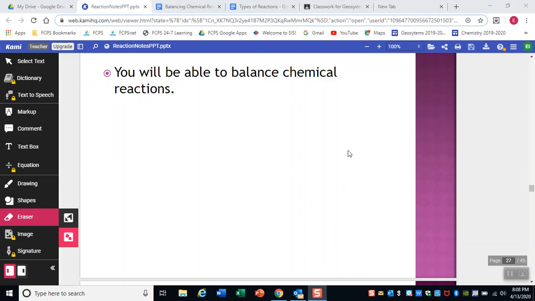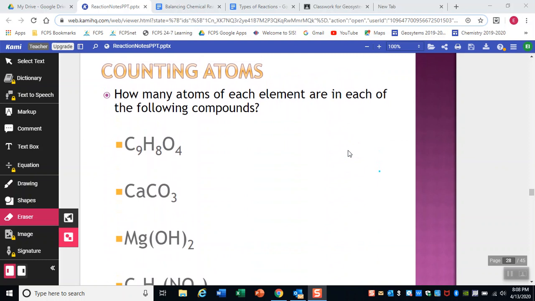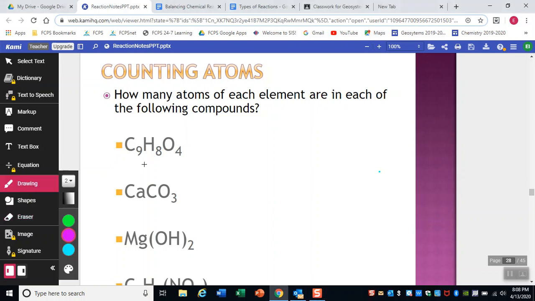Okay, so we are going to balance equations today. And the first thing you need to be able to do to balance equations is count atoms. So how many atoms of each element are in each of the following compounds? Remember, the subscripts tell you how many atoms you have. So I have three elements: carbon, hydrogen, and oxygen. And I'm going to look at the subscripts. So I have 9 carbons, 8 hydrogens, and 4 oxygens.